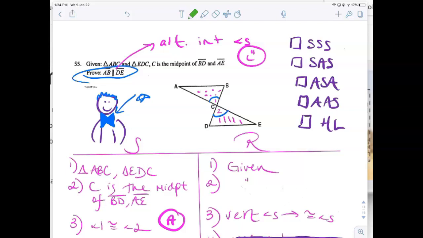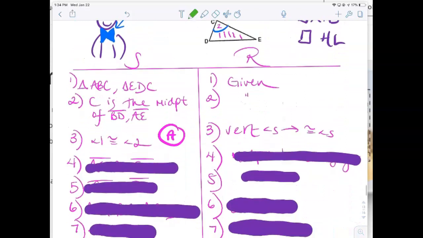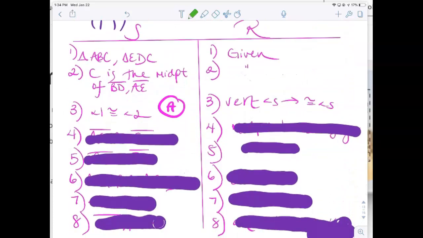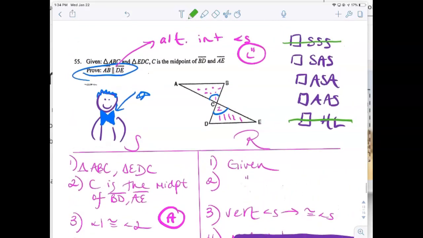I'm going to say ones without A's. Bingo. SSS. Good. And we don't see anything about right angles here, so see ya by HL. Down to 3. All right. Now we have to use this fact.